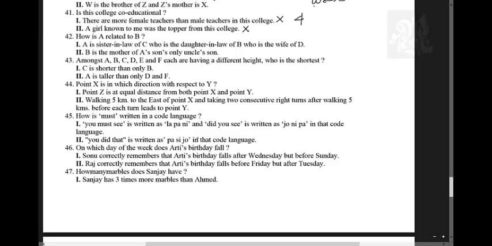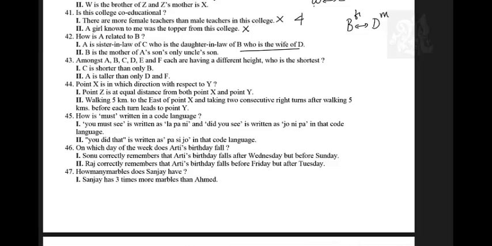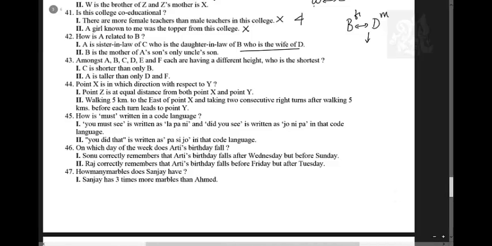Start from behind. B is a wife of D. So B is a wife of D. D is a male. B is a female. C is the daughter-in-law of B. Daughter-in-law of B means this guy's son's wife is C.